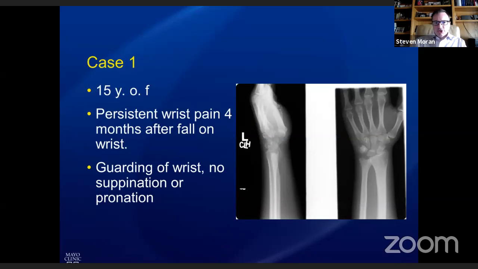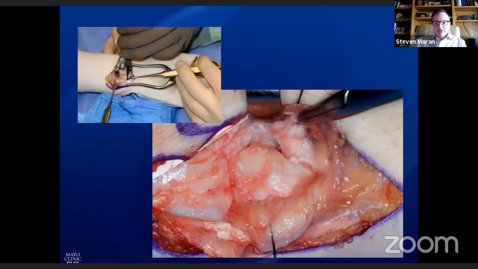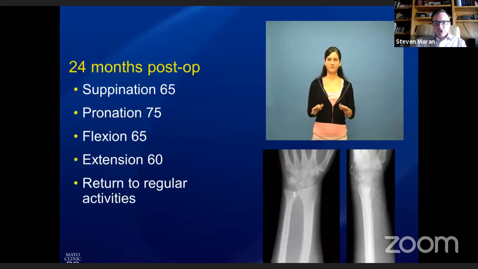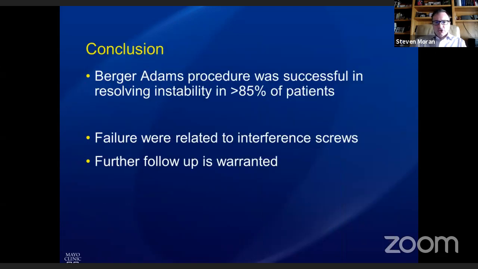So let's go back to our original patient, 15 years old, again, chronic dislocation. This patient, even after being dislocated for 4 months, we were able to reduce him. You can see there is a little bit of wear here, but because of her age, we did reconstruct her. And here she is at 2 years. You can see very stable and very happy and able to return to regular activities. So it's a very successful operation in patients greater than 85% of the time.